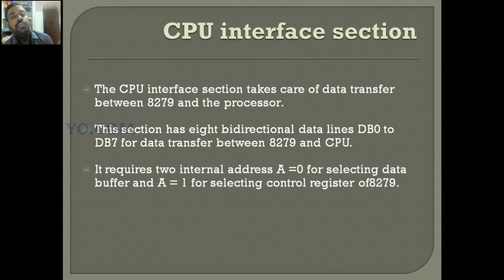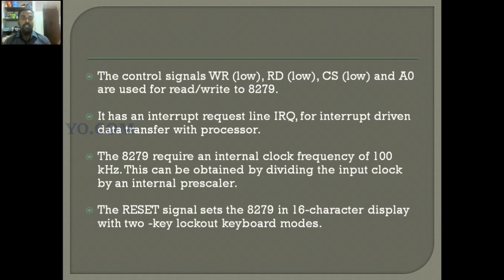So the CPU communicates with the 8279 by using the data bus, address lines, read signal and write signal. The control signals read, write, chip select, and A0 are used for reading and writing to the 8279. It also has an interrupt request line, IRQ, for interrupt driven data transfer with the processor.